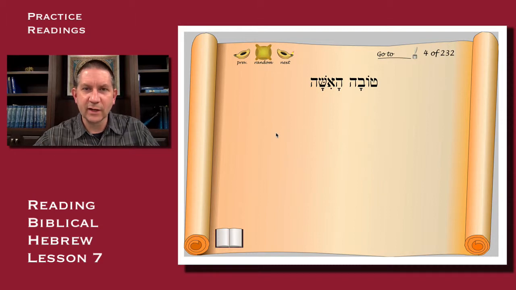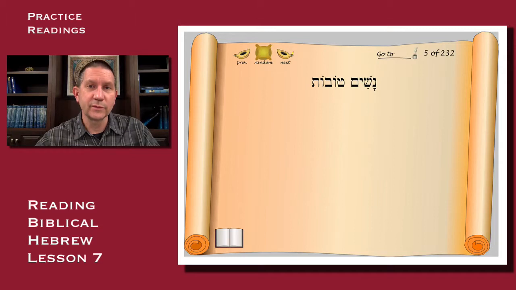Tova ha'isha. Again, is our adjective preceding or is it after? It's preceding, so we're expecting predicate position. And then are they agreeing in definiteness? No, they're not. That's another confirmation. If the noun is definite and the adjective is not, then it really doesn't matter what order they're in. It's predicate position. So now we're saying the woman is good.